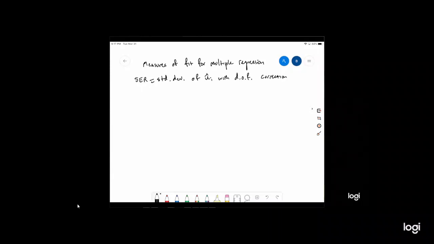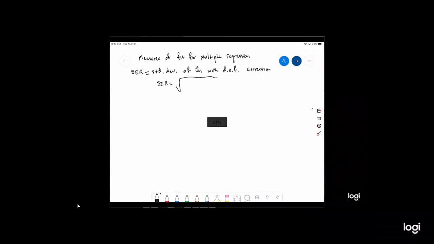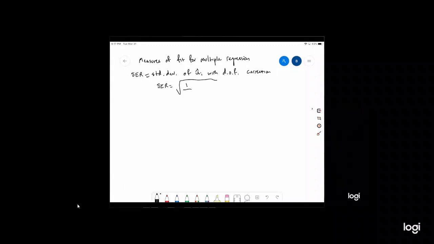The standard error of regression in multiple regression is going to be equal to the square root of 1 over n minus k minus 1. So before we only had 1 over n minus 1. Now we have this k parameter, which is the number of regressors you have in your model, times the sum of i equals 1 to n of u hat i squared. So this is exactly the same as it was before, except for this minus k. That's your degree of freedom correction.